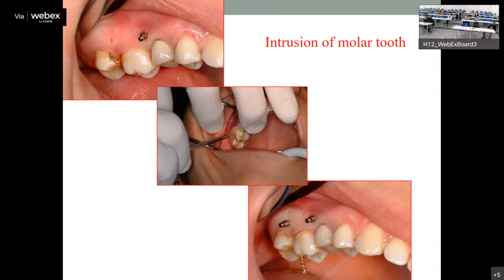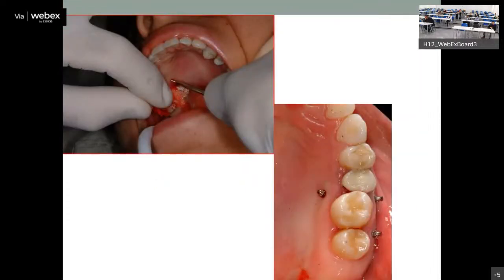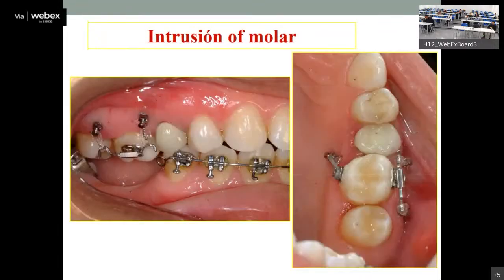But remember, if you apply force from one direction, you will end up with the tooth flaring buccally. So in order to avoid this, we also inserted a microscrew from the palatal side to apply force simultaneously from the palatal and buccal sides. So we bonded an attachment to the first molar, and then we applied intrusion force from the buccal side, and a button was bonded to the palatal surface, and force was applied to the microscrew from the palatal side in order to get intrusion.